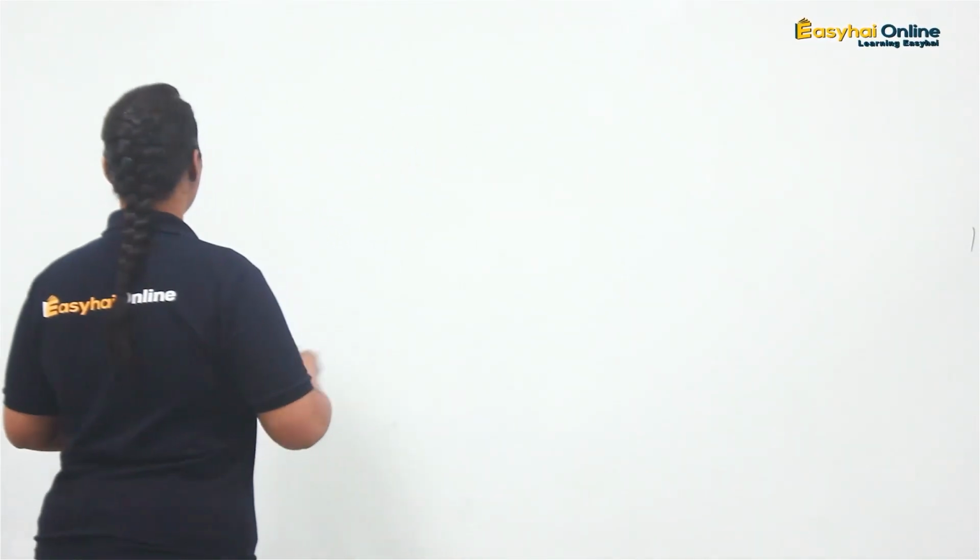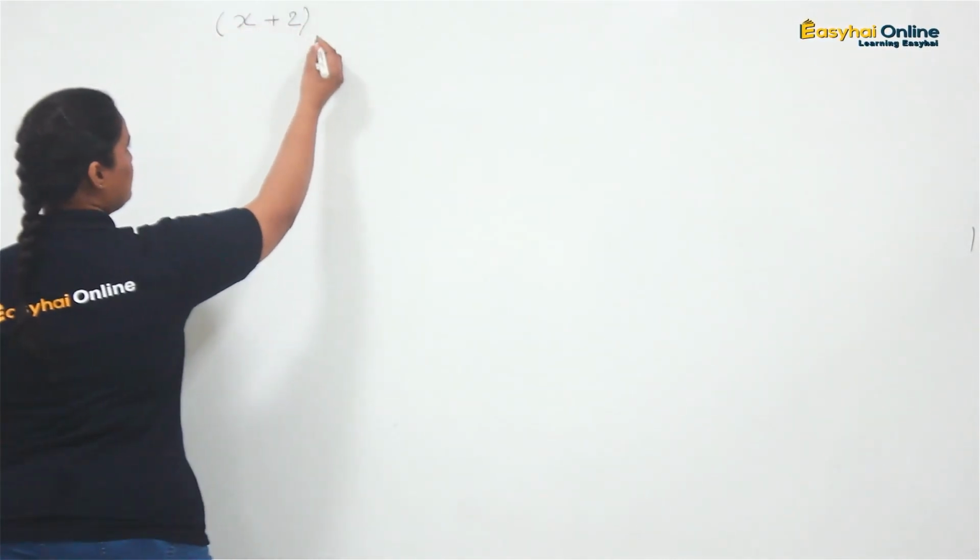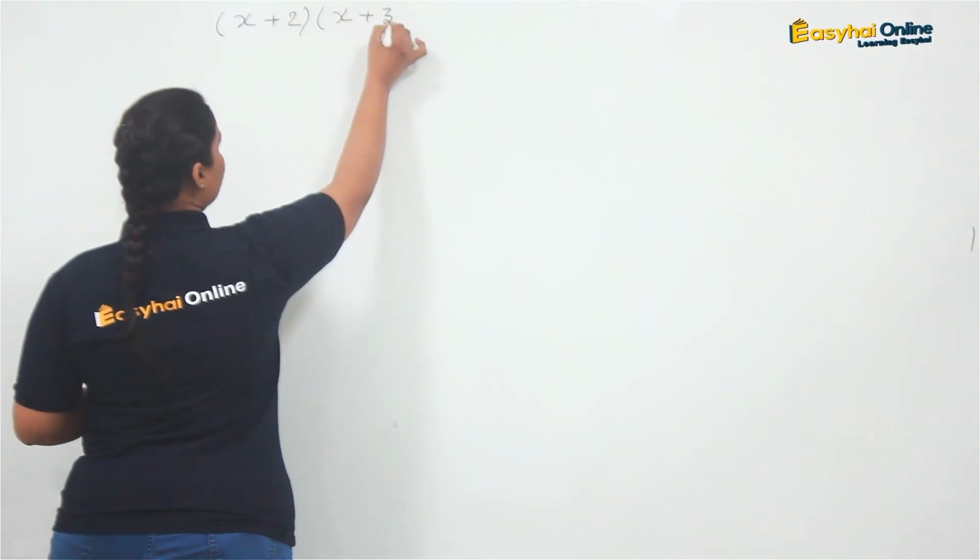There are some basic identities in algebra. Before discussing these identities, I would like to tell you a very simple concept: multiplication of brackets, that is, how to multiply two polynomials. I will give you some simple examples, then we will come to the identities and solve some important questions based on them. So let's start. I will take an example of the brackets x plus 2 and x plus 3.